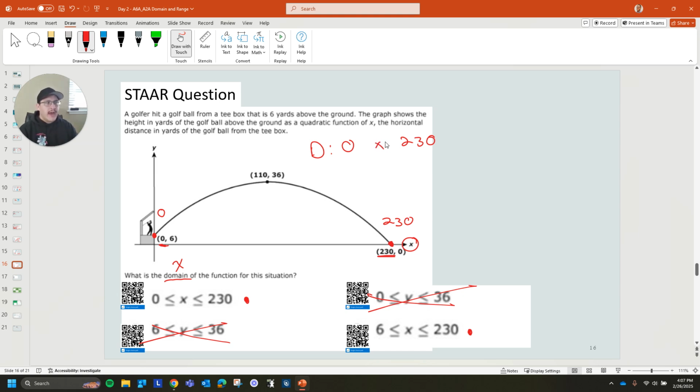Okay, before we do that, let's just look at our answer choices. The first one, okay, that's still a good choice. Let's look at the last one, 6 and 230. No, 6 is talking about something else. So, the only one that makes sense without even having to figure out the less than or equal to symbols is the first one right here. And they would be less than or equal to symbols because those are solid dots. Solid dots.